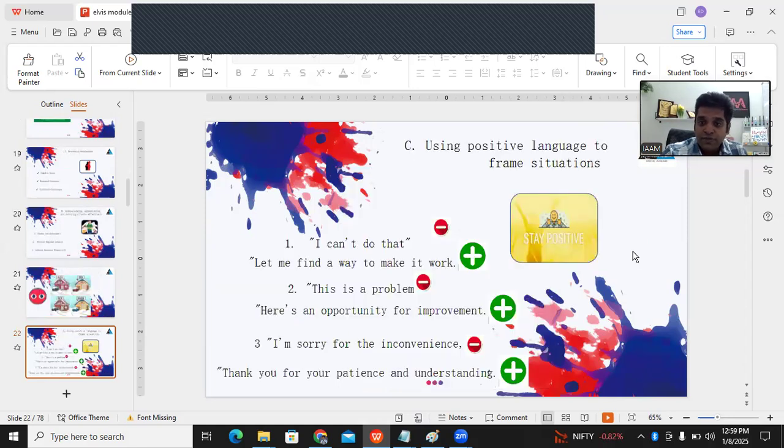Going forward, using positive language. In our communication, it is very important to use positive language, especially in sales, especially with the clients. Because here, if you see, "I can't do that" is a negative statement. "Can't" is a negative statement. There is a different way to frame the same statement. You can frame it as, "Let me find a way to make it work." So these are all positive statements.